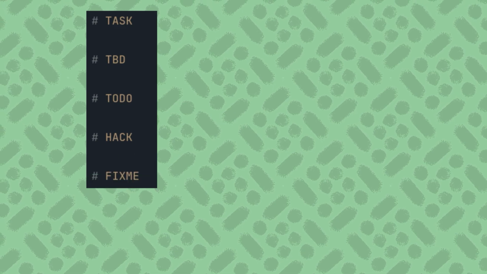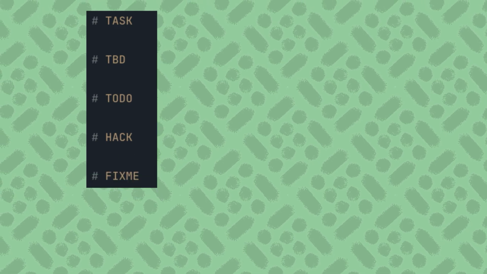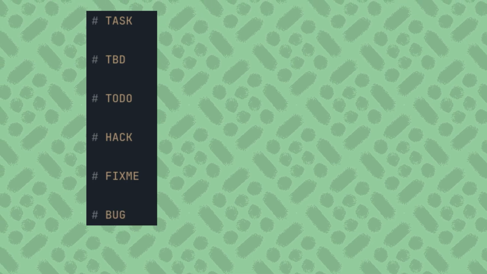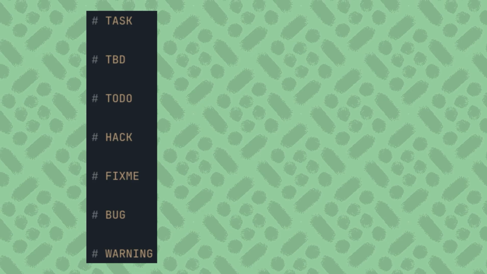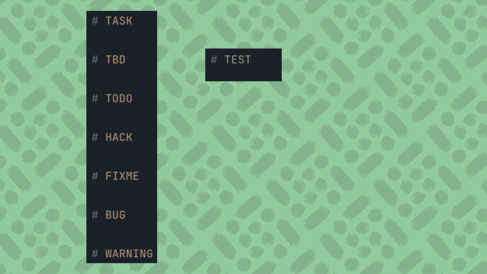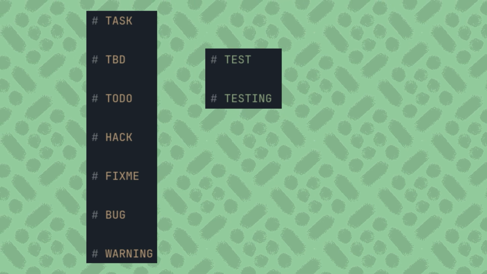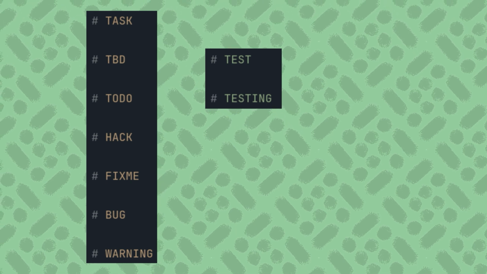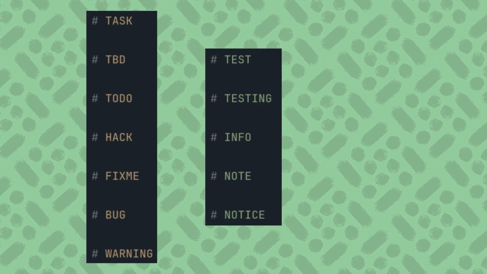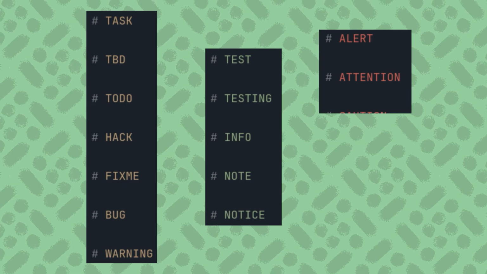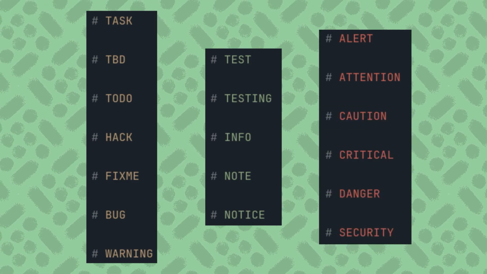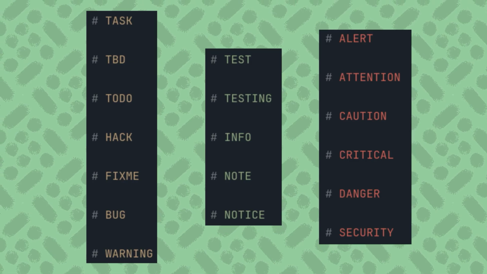Fix Me can be used for code that you know doesn't work properly and needs to be fixed, or Bug for code that you suspect may be causing errors but you're not entirely sure. Warning is also an option for marking code that pushes a warning message and needs to be fixed later. Test or Testing will be colored in green and can be used for marking code that needs to be tested, while Info, Note, or Notice can all be used for simply including additional information about your code. Alert, Attention, Caution, Critical, Danger, and Security are all also available if you need them and will be colored in red to draw extra attention.